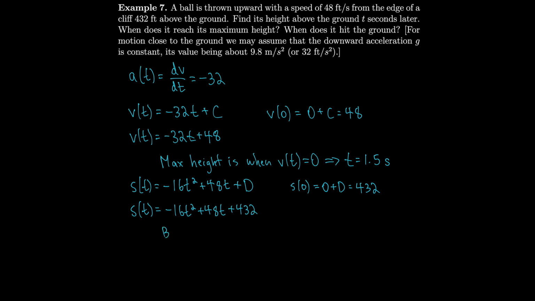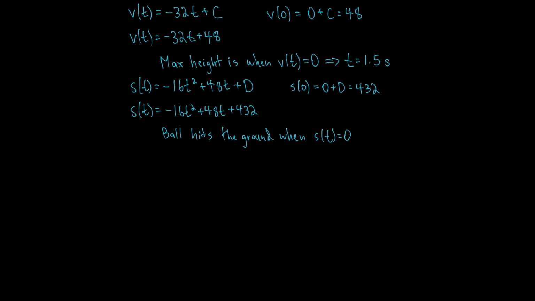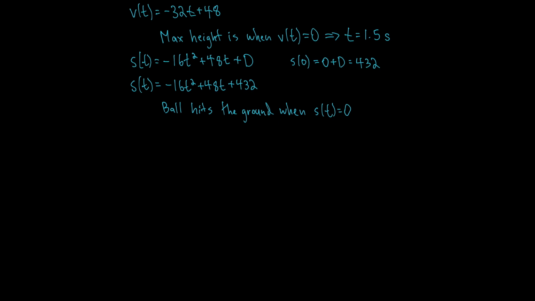Well, the ball hits the ground when the y value is 0, so that's when the position function is 0. So s of t needs to equal 0 for this thing to hit the ground. Let's see if we can figure out what t is. Okay, we have minus 16t squared plus 48t plus 432. I want to know when that equals 0. We can divide by minus 16 and get that this is t squared minus 3t minus 27 equal to 0.